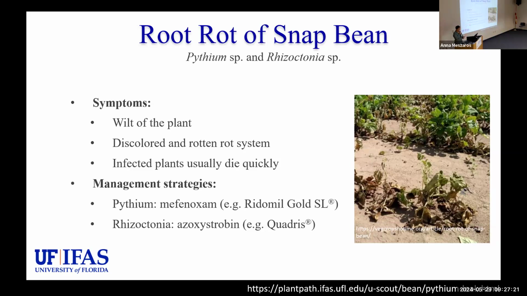Quadris, okay? So that's really important to keep in mind, especially if we find Pythium on the sample, because then you need a specific one. And that's true for other samples too, like sod. I got a lot of sod this year. And sometimes I would identify Pythium and Rhizoctonia, but sometimes just one of them, okay? So that's important in terms of management strategies.